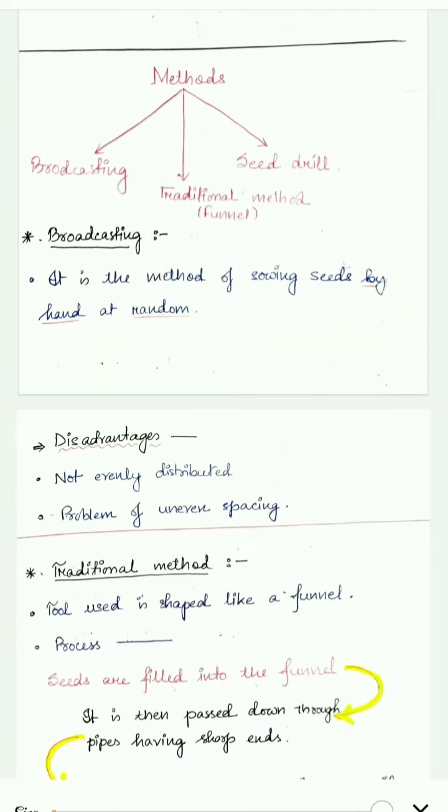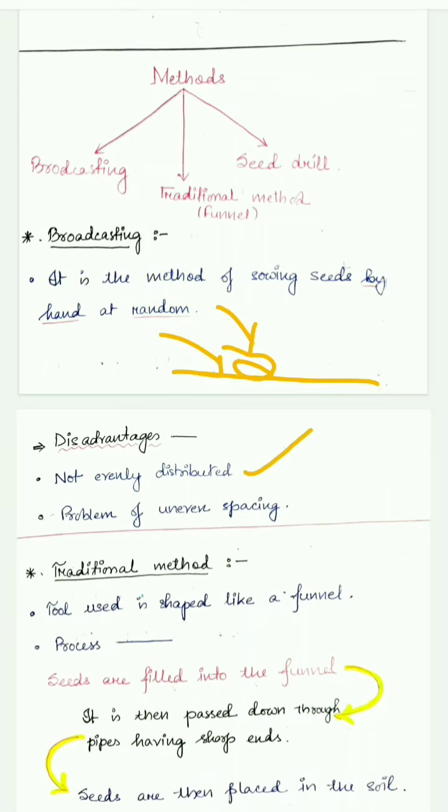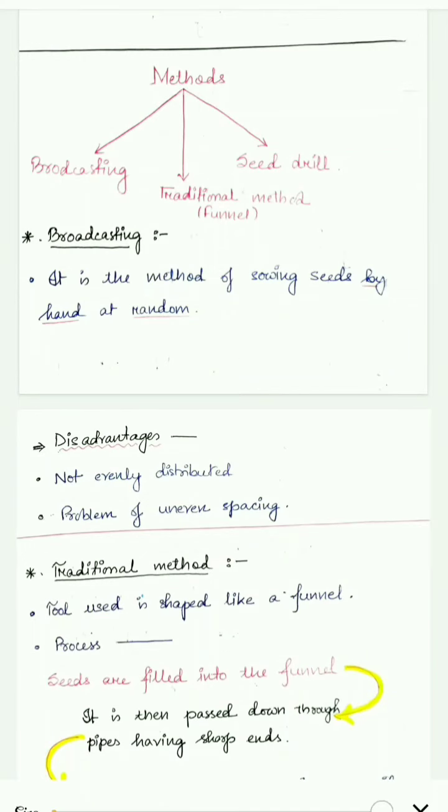The first disadvantage is that the seeds are not evenly distributed. What will happen if you take the seeds and just randomly throw them? There might be some seeds here and no seeds here, then again there will be some seeds here. So there is no even distribution. The seeds are very unevenly distributed. So it creates the problem of uneven spacing.